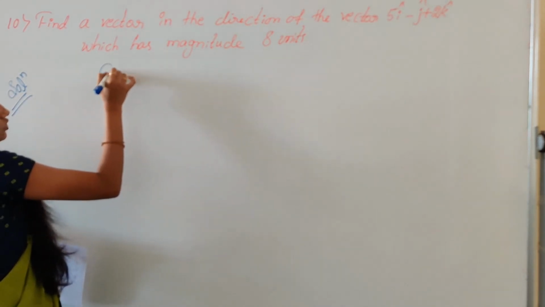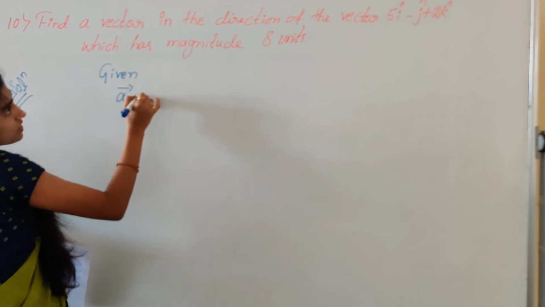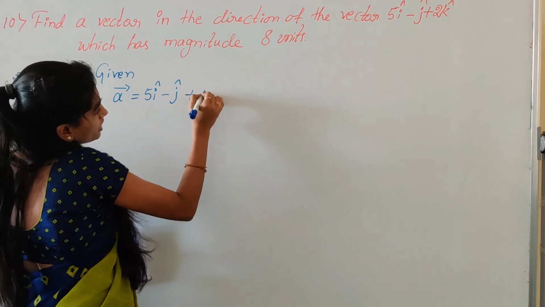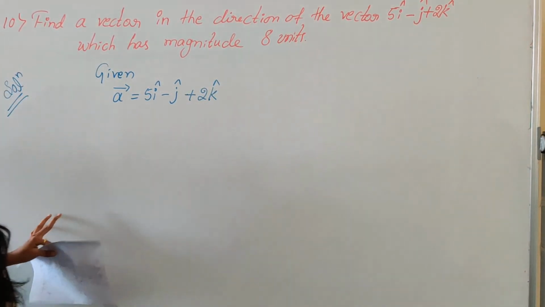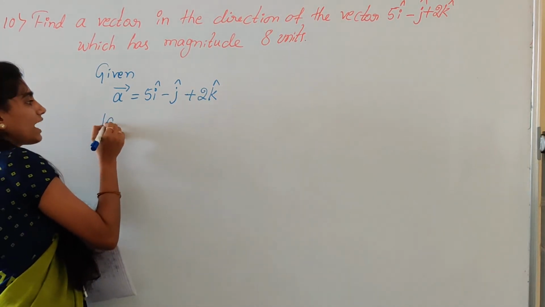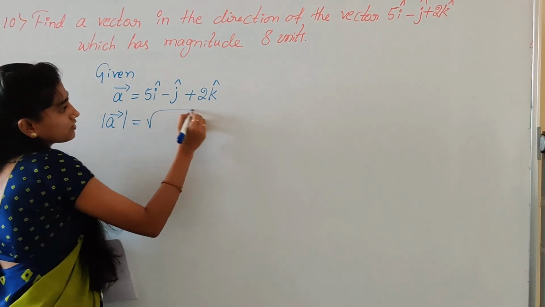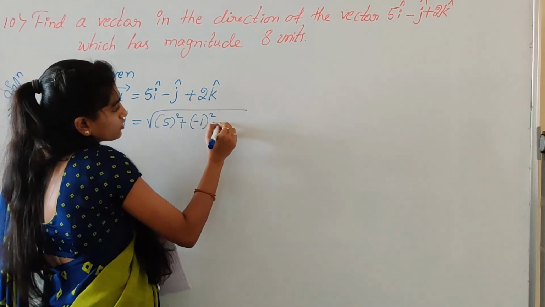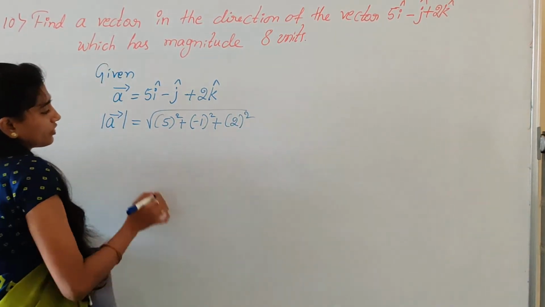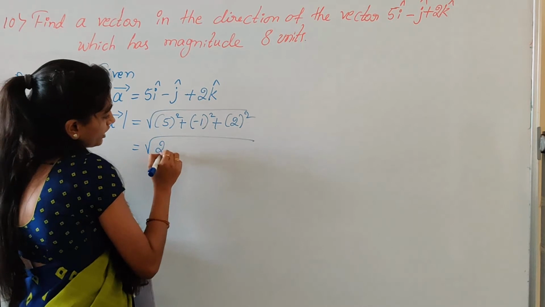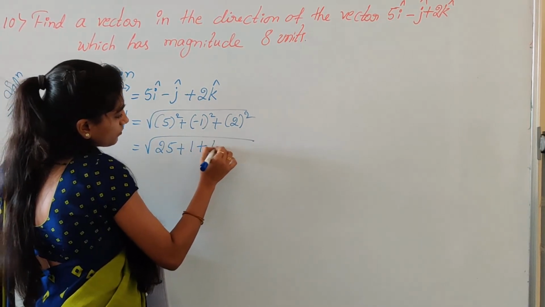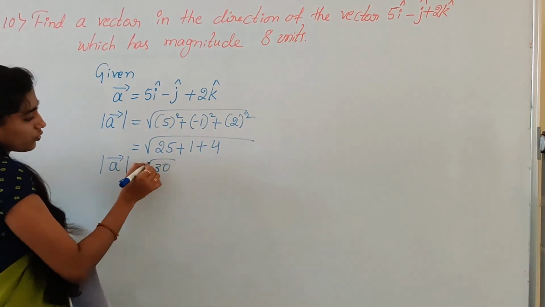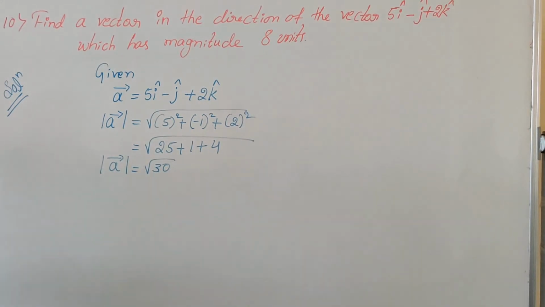So given vector A is equal to 5 i cap minus j cap plus 2 k cap. Now find out the magnitude of vector A. That is 5 square plus minus 1 whole square plus 2 square. That is equal to 25 plus 1 plus 4. So magnitude of vector A is equal to square root of 30.